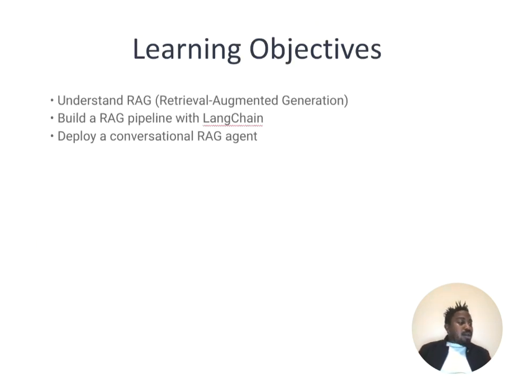Okay, so the first step is to define our learning objectives. The point of this course is simply to really understand RAG, really understand what the technique entails, what the trade-offs are, and how it works under the hood, to get you to be able to build an actual RAG pipeline with LangChain, and finally to go through the process of deploying such a RAG agent. Like, what does it mean to make that RAG pipeline available to users online or on your website or whatnot?